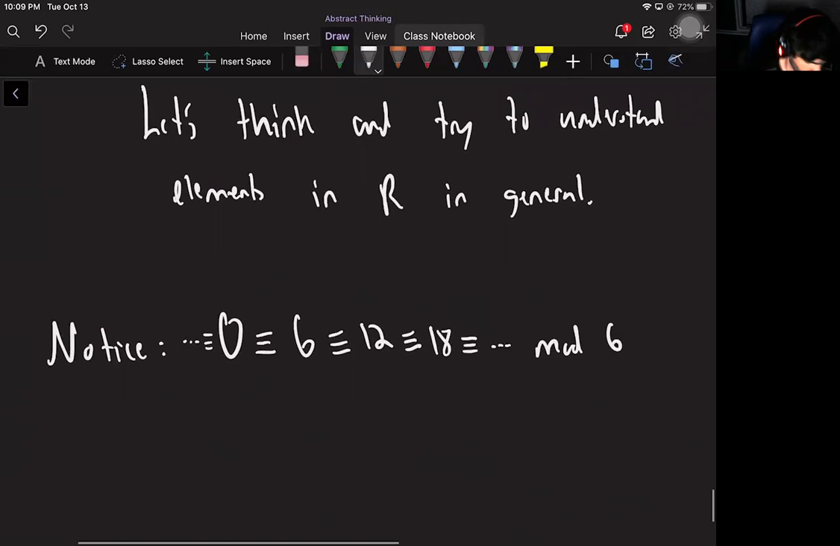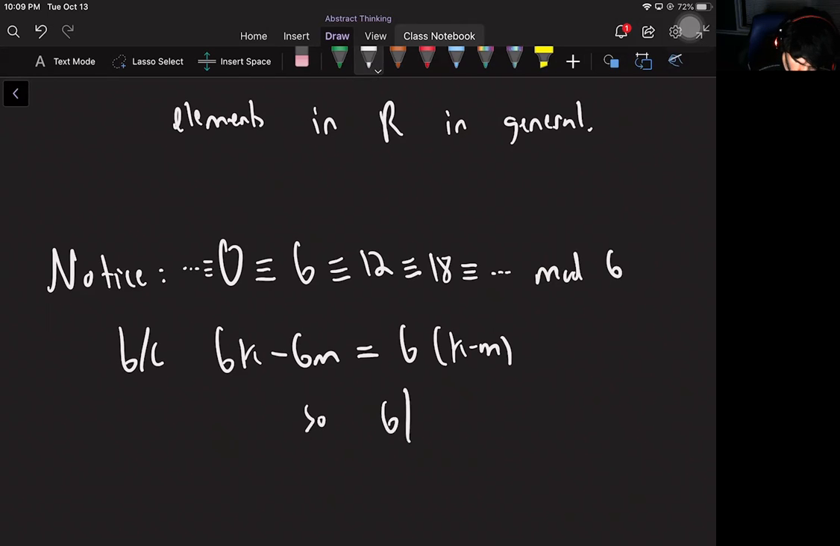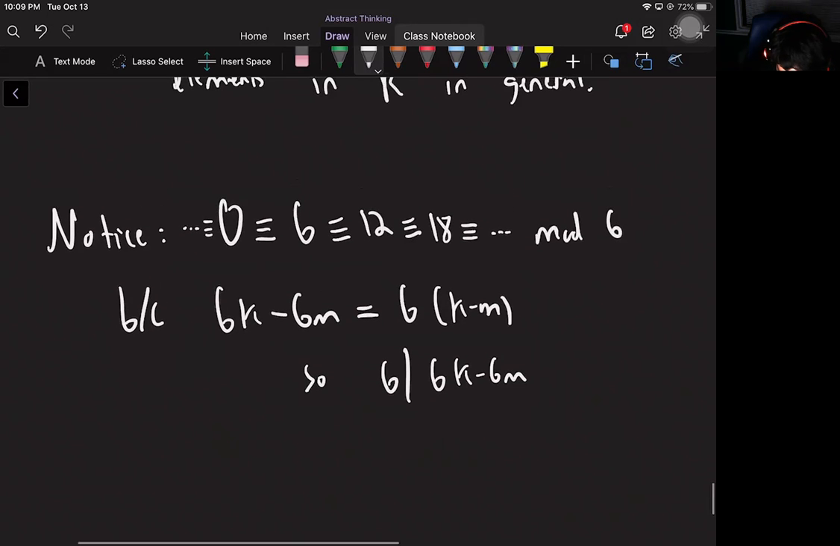And I can actually prove this very quickly because a multiple of 6 just looks like something times 6. So this is really because a multiple of 6 minus another multiple of 6. So I'm not formally proving it, but I'm trying to give you some evidence here. You could write this into a real proof. A multiple of 6 minus another multiple of 6 is a multiple of 6. So 6 will always divide the difference of two multiples of 6. So all the multiples of 6 are related to each other.